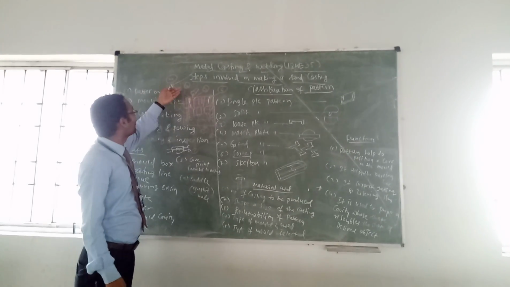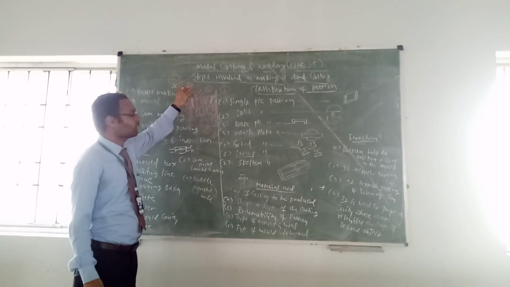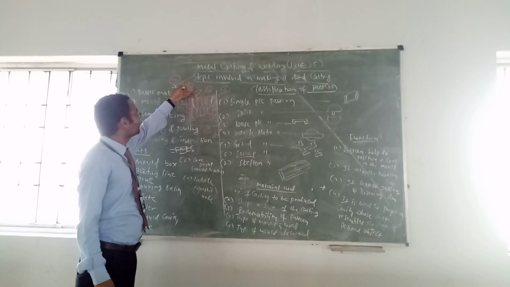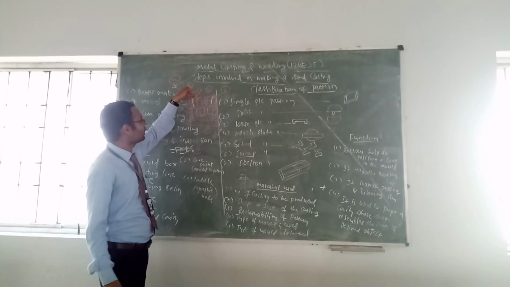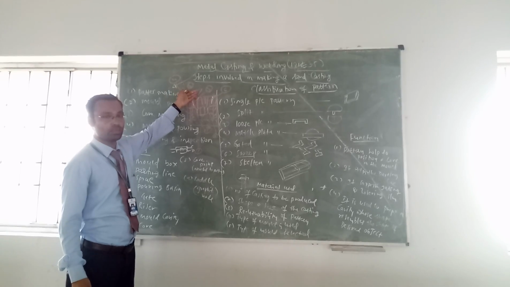Next one is ladle. Ladle is an external part. It is a cup shaped vessel in which the molten metal is taken from the furnace and then poured into the pouring basin. That is called the ladle. The main function of the ladle is to hold the molten metal.